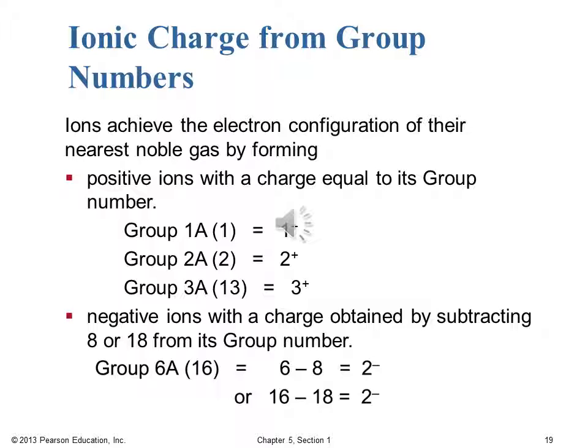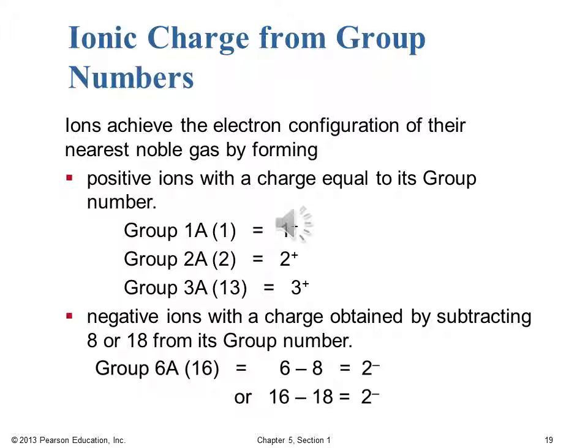Okay, so finding, or at least predicting, the most stable ionic charge from the group number tends to be a little easier with the metals. Positive ions will have a charge equal to their group number, as long as you use the A nomenclature. So group 1A or group 1, either way you're going to get a 1 plus. Group 2A or group 2, you're going to get a 2 plus. Group 3A or group 13 is where it starts to get tricky, because we've gone past the transition metals to get to things like aluminum or boron. We tend to expect a 3 plus charge.